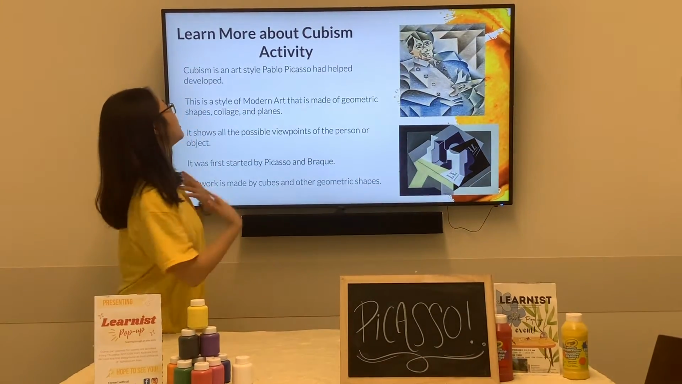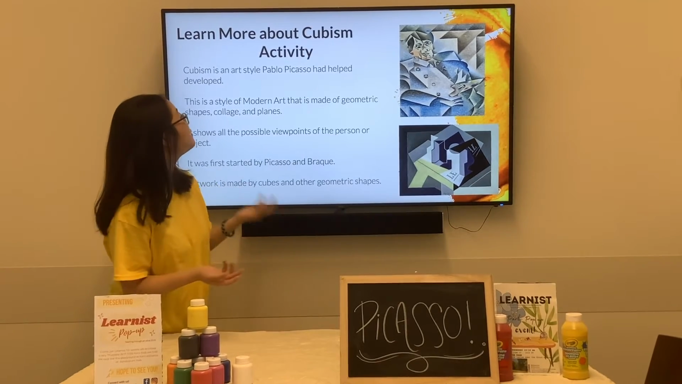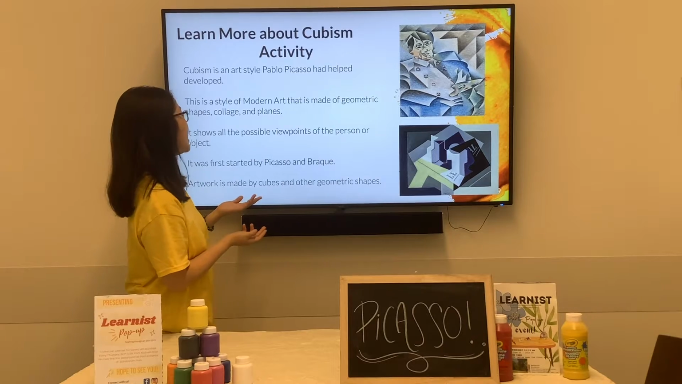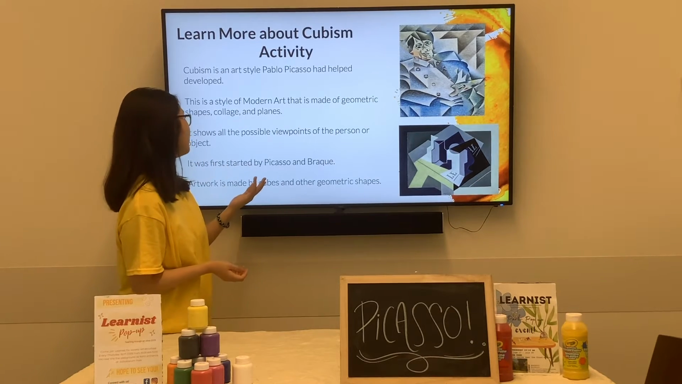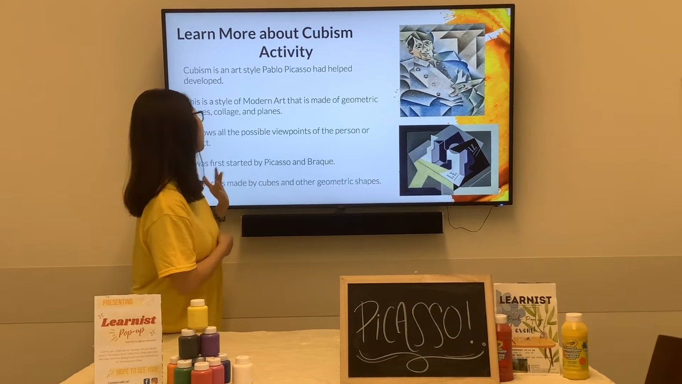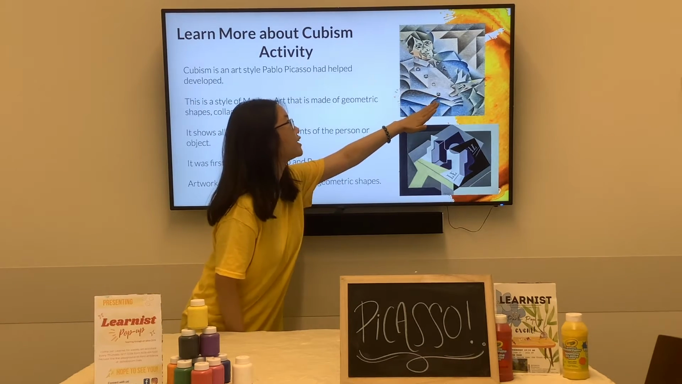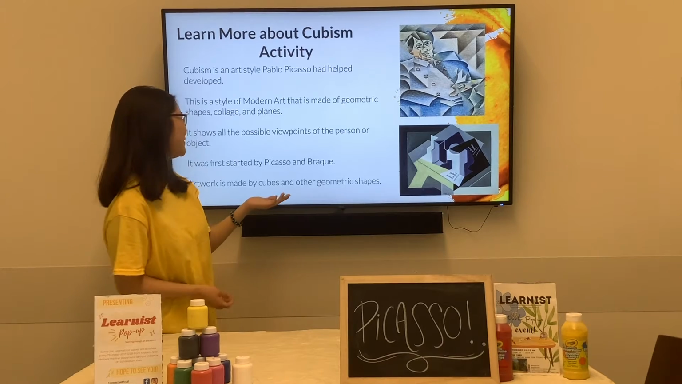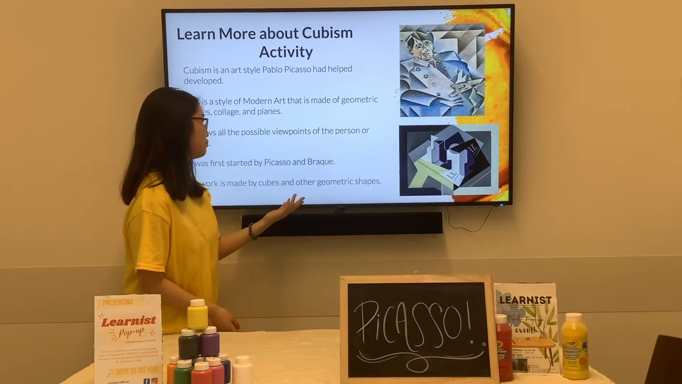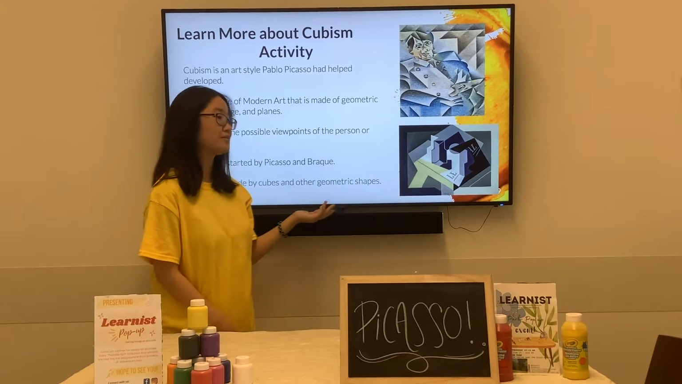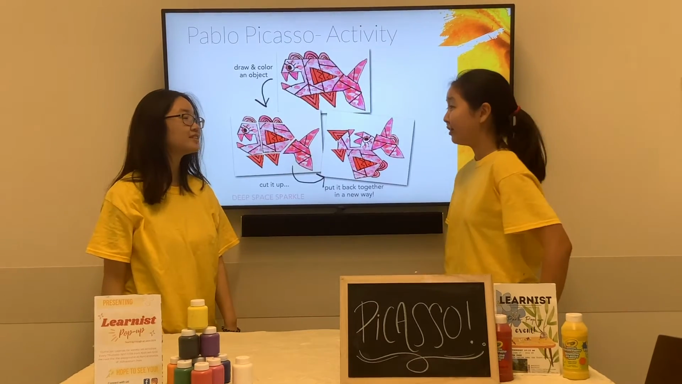And so now, to learn a little bit more about Cubism. Cubism is an art style, as you learned before, that Picasso helped create. It's full of geometric shapes, collages, and planes. It shows the possible viewpoints of a person and an object, since, as you can see over here, there are lots of different shapes and sizes. It was first started by Picasso and Braque, and artworks were made by cubes and other geometric shapes. Can I try doing Cubism too?